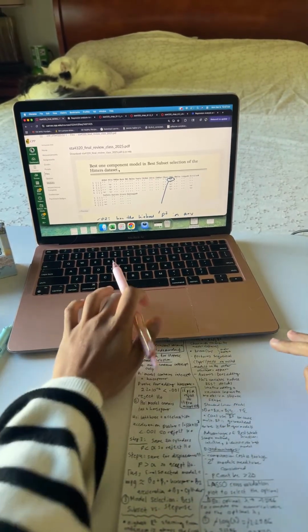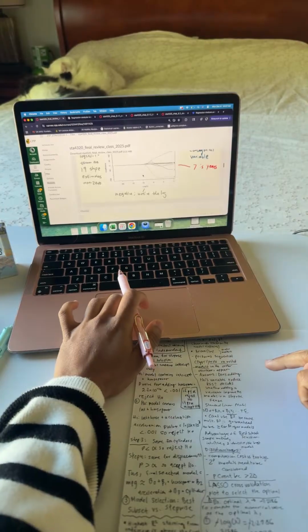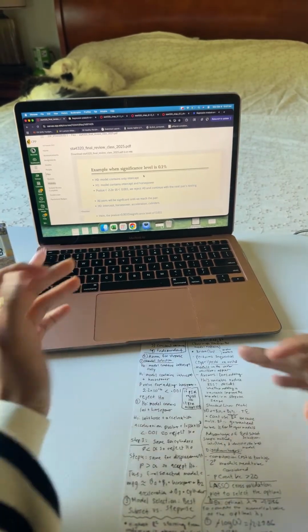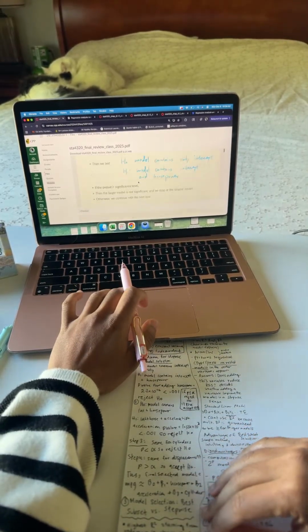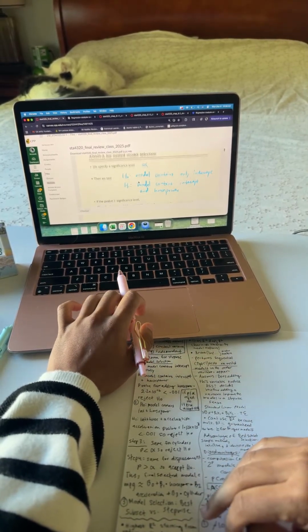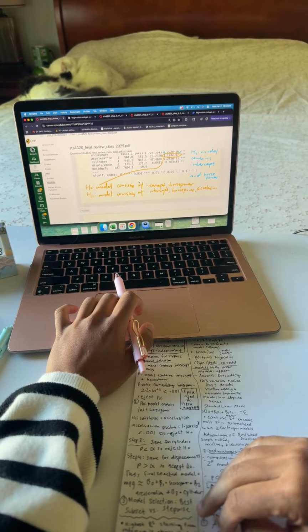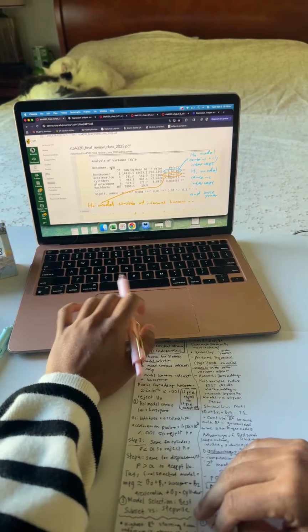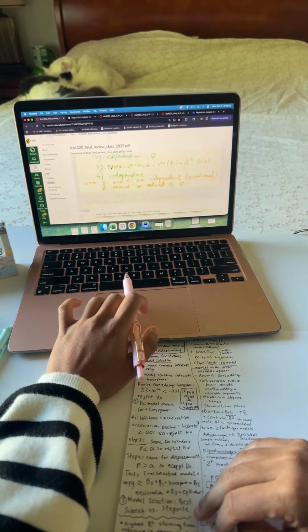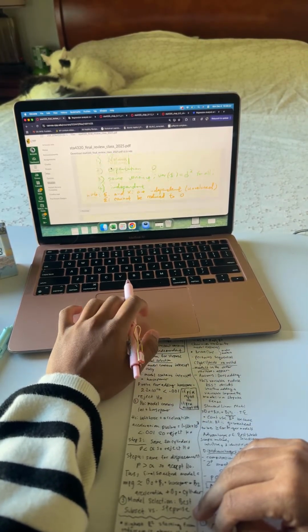But so far, when I take a look at the final review, everything before I started studying a few days ago, it didn't make sense. But now it's starting to make sense. So let's see. This makes sense.